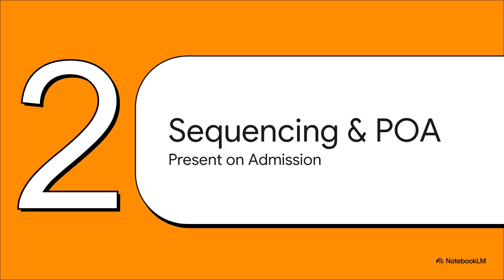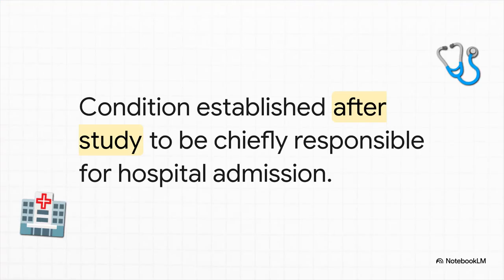Moving right along to Section 2, Sequencing and POA Indicators. Remember how I just said the principal diagnosis drives 80% of the DRG? Well, getting it right is, quite frankly, everything. According to official coding guidelines, the principal diagnosis is the condition established after study to be chiefly responsible for occasioning the admission. Now, I really want to emphasize that phrase, after study.